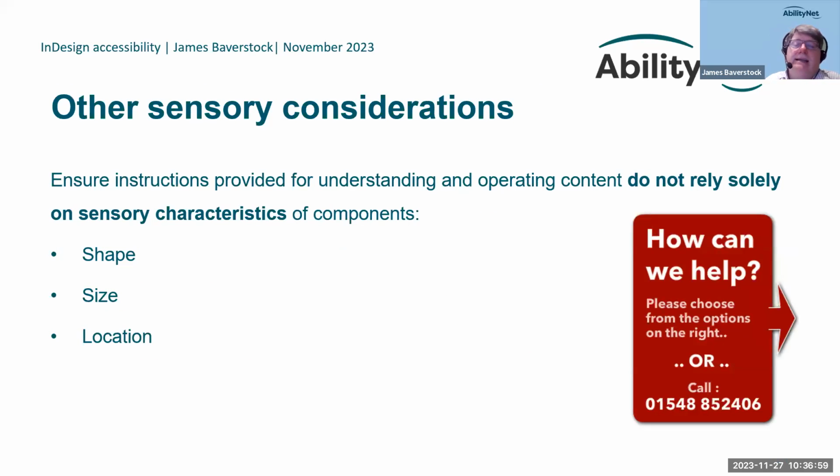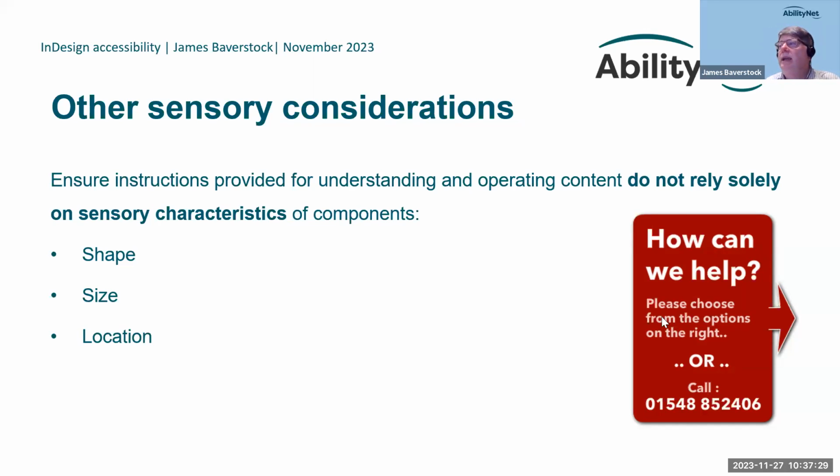As well as color, it's also important to provide instructions that don't just rely upon one sense. So we want to ensure that if we're providing instructions, they don't rely solely on sensory characteristics. And this can include color, but it might also include shape, size, location. So if someone can't see the document, they're not going to be able to understand potentially what these things are.